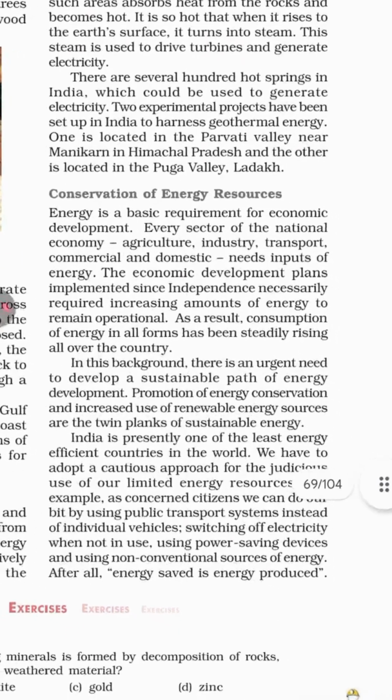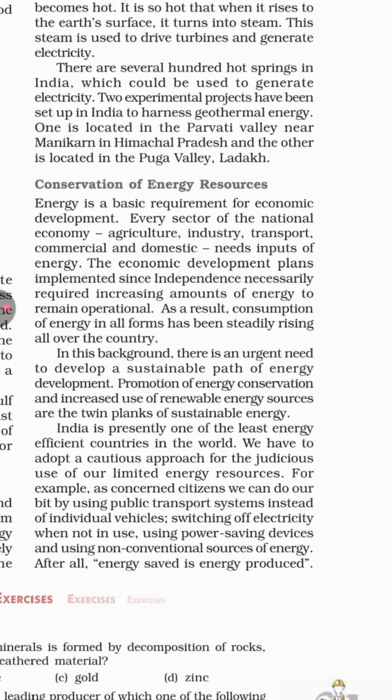Now comes the main question. Why do we need to conserve energy? Just imagine, can you live without these energy resources? Can you live without an electric bulb? Okay, you'll say, ma'am, electric bulb is not there, no problem, we'll use the petroleum lantern. Can you live without petroleum? No, these have become a part and parcel of our life.